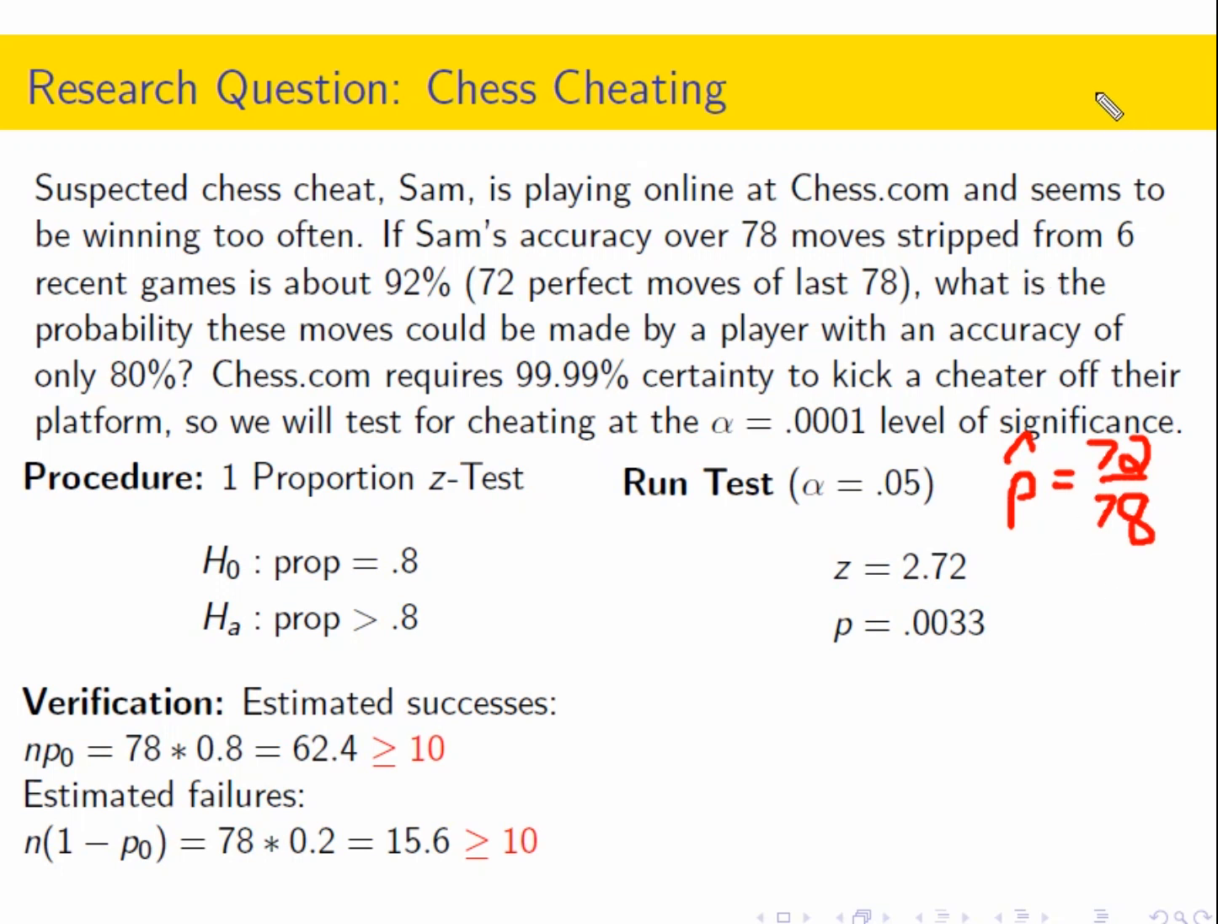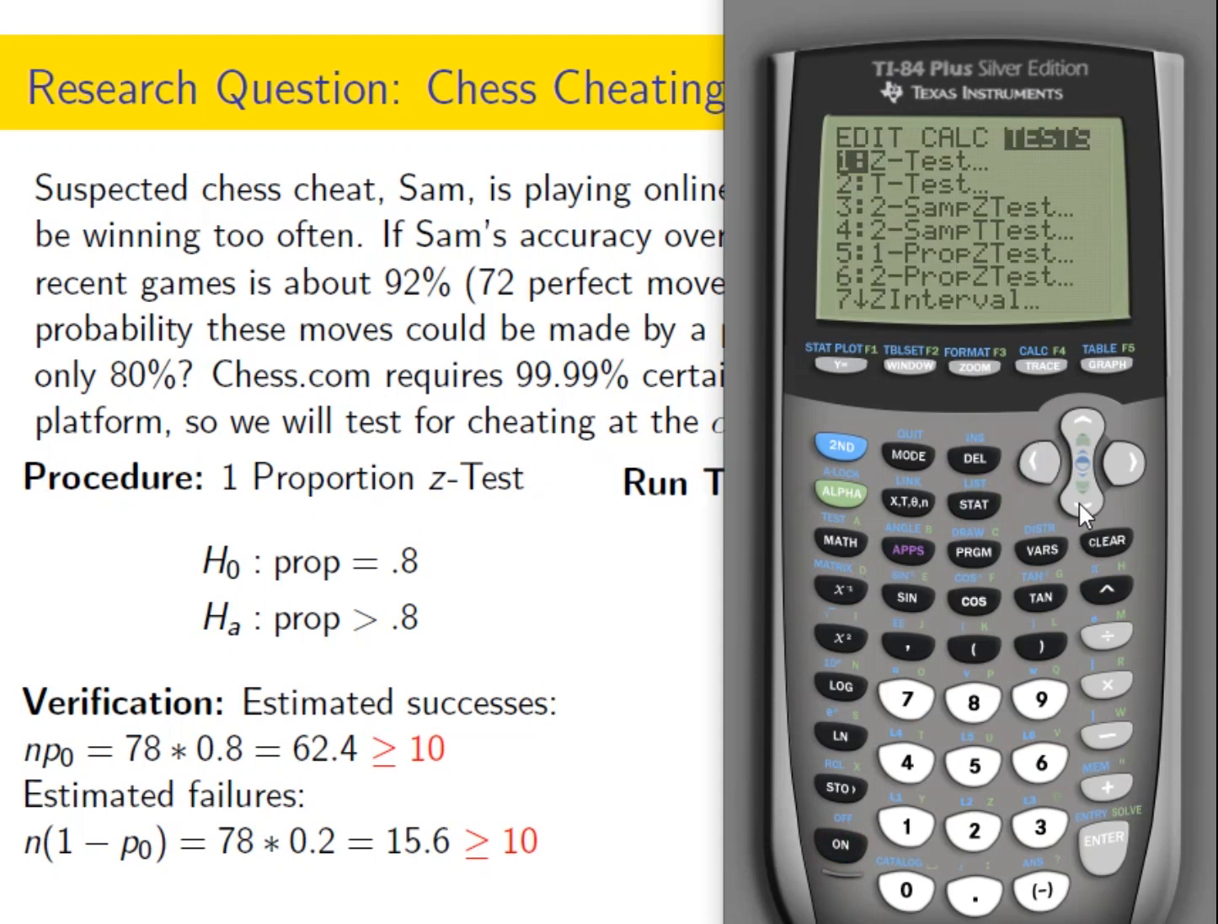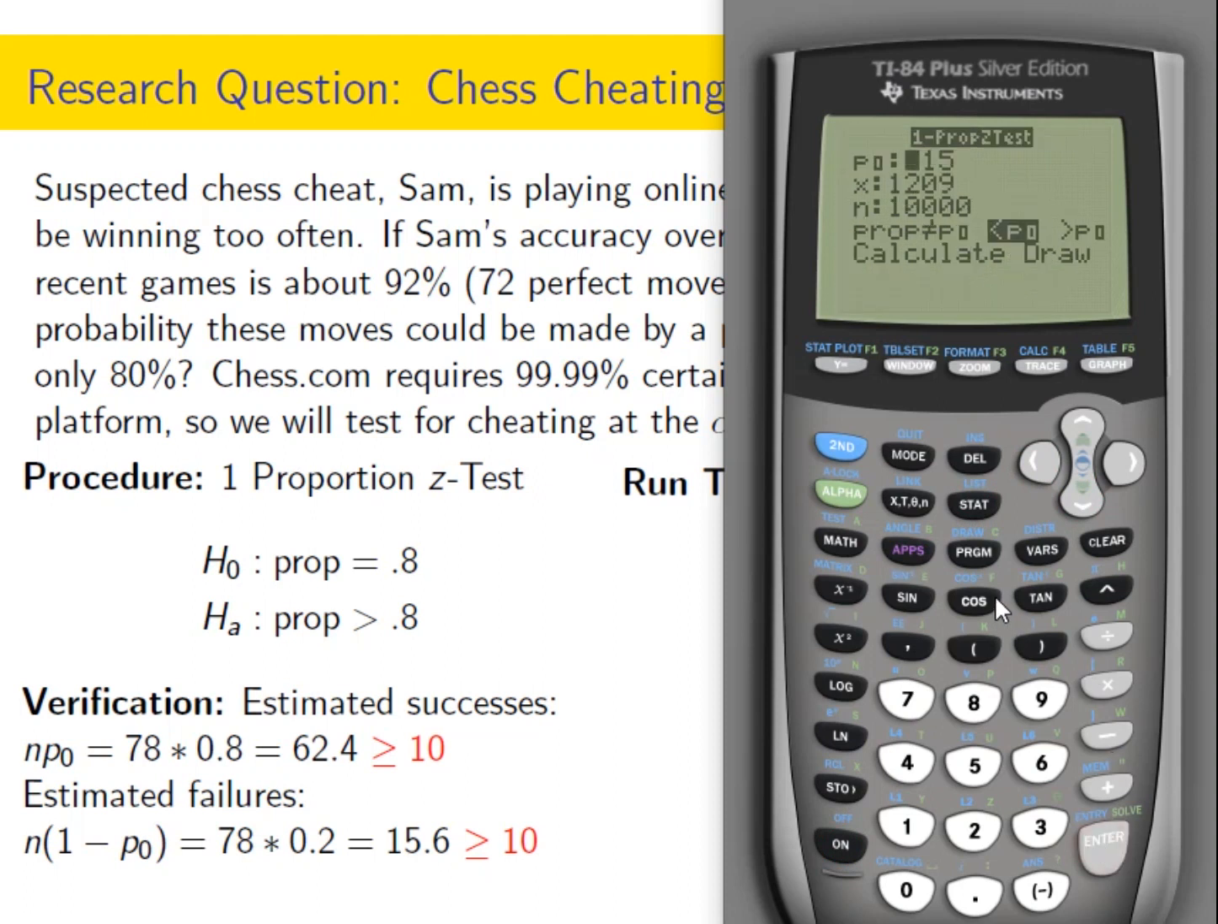Okay, so let's grab our graphing calculator, and we can go to the Stat button, Test menu, and we're using the 1 proportion z-test. This is option 5. And notice it just asks for p sub 0, right? Which for us is 0.8.